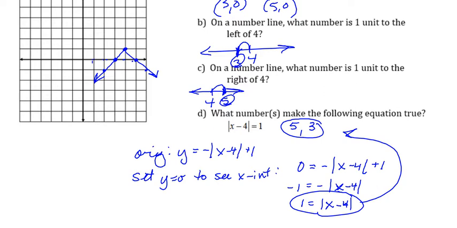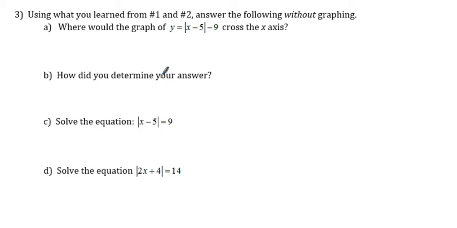Let's take a look at what we've got in number 3. Using what we learned from the last two examples, could we answer this without graphing it? Yeah, absolutely. If we want to find the solutions to this, or where they cross the x-axis, how do we find x-intercepts? We set y equal to 0. So now we've got a question. What can we put in for x that will make this true? What values of x minus 5, and taking the absolute value, will equal 9?